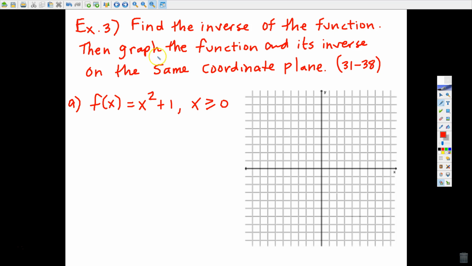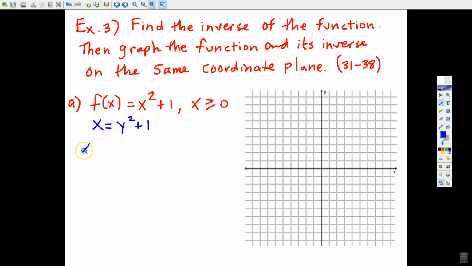So this is kind of a review of yesterday's lesson. And then we'll graph the function and its inverse on the same coordinate plane. So let's review how to take this function f of x and come up with its inverse. So the first thing I'm going to do is switch places with x and y. And then I'm going to solve for y.